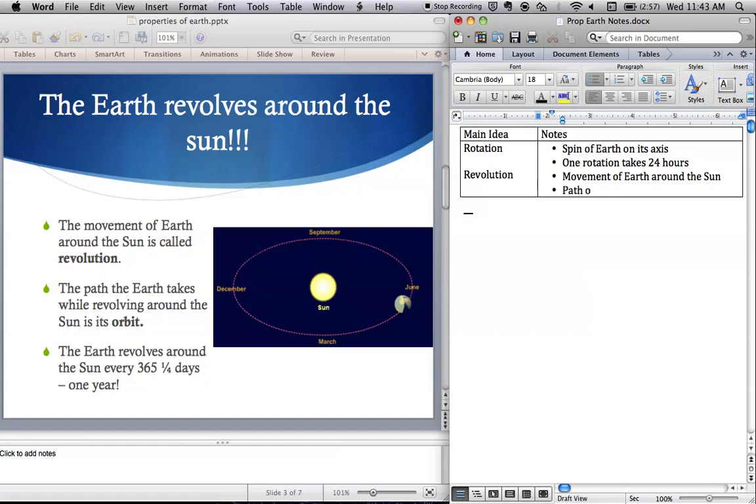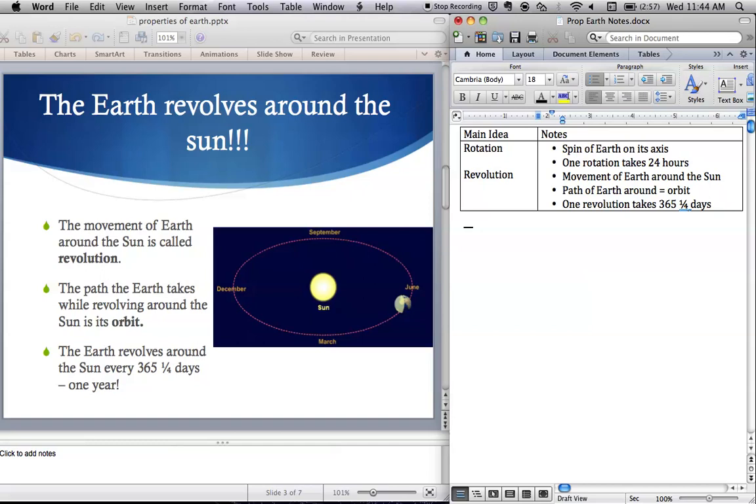The path of the Earth around the sun is called the orbit. So that's the name of the path. This dotted line in the diagram, we would call that the orbit of the Earth. And one revolution takes 365 and a quarter days.